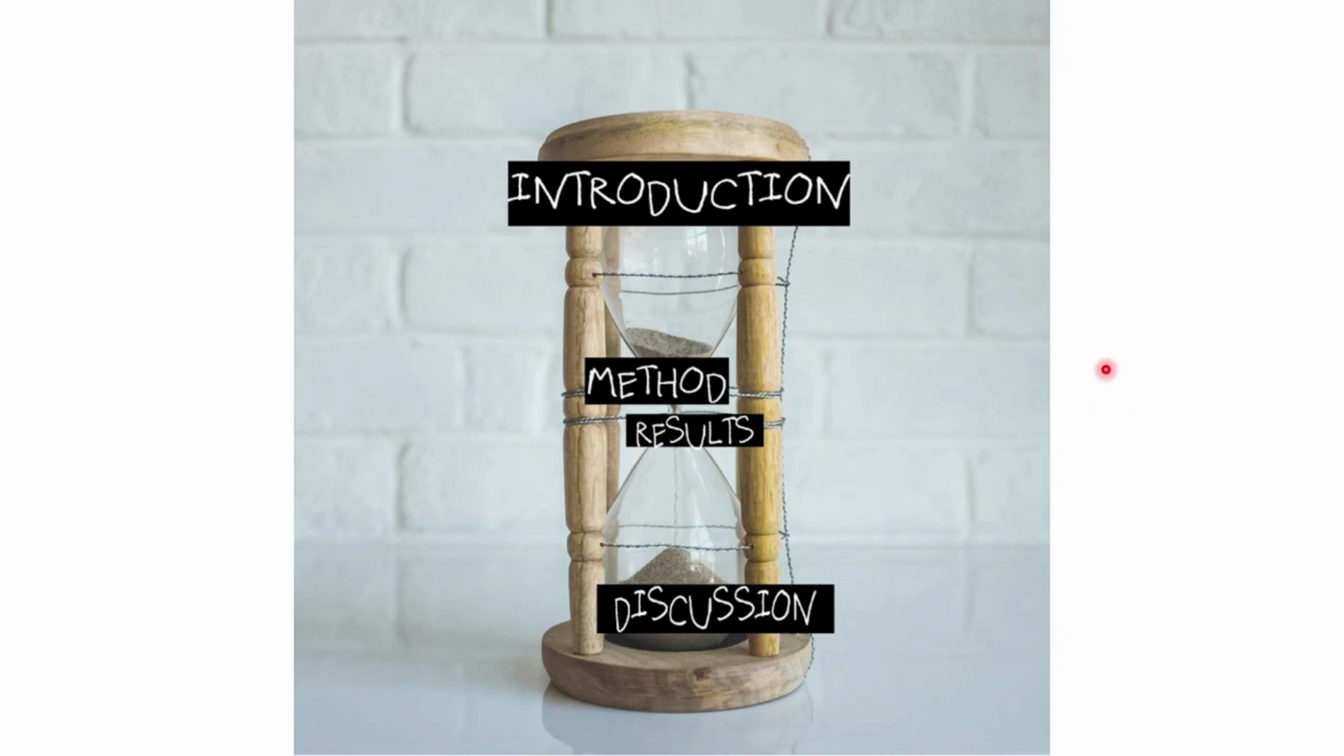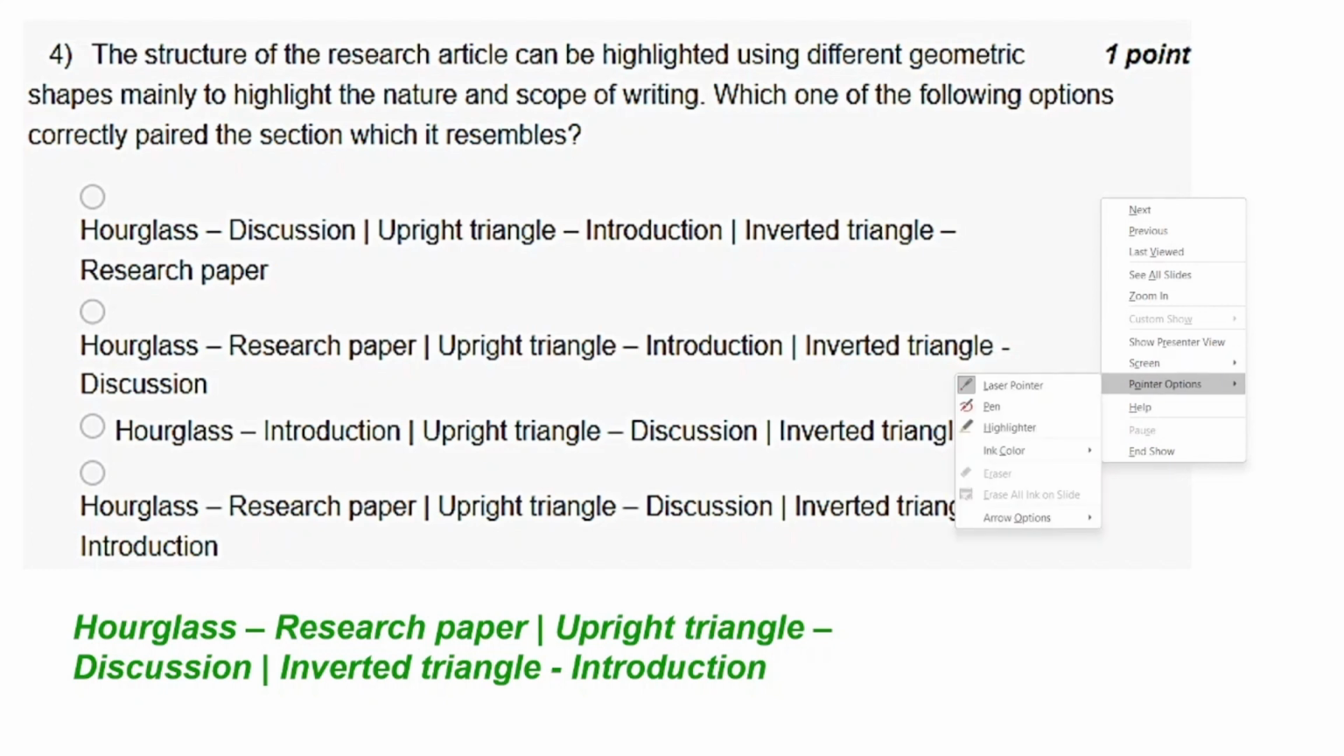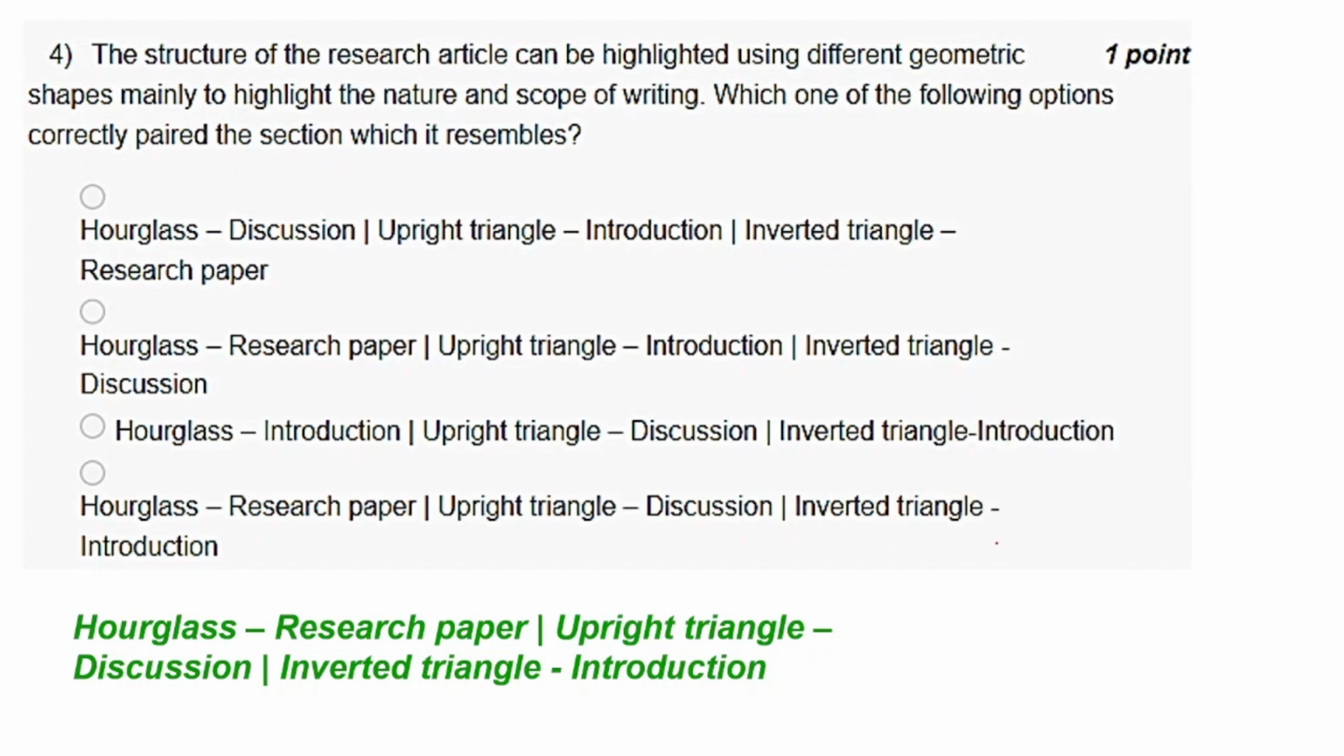So this is the hourglass model. The other thing was the upright triangle and the inverted triangle. So the upright triangle will be like this, correct? Is there a screen pointer pen? So the upright triangle will be like this. Sorry, I'm drawing like this, and an inverted triangle will be like this. So here the answer will be upright triangle and discussion. So it's basically what I explained in the hourglass model only.